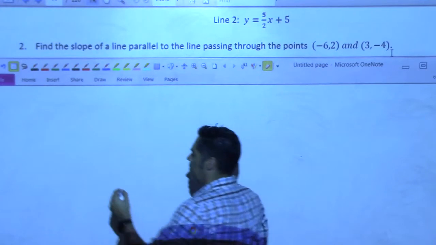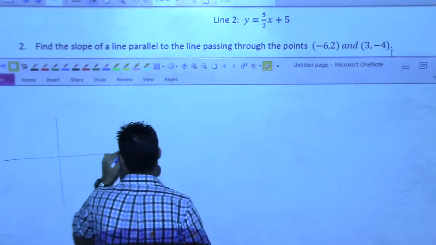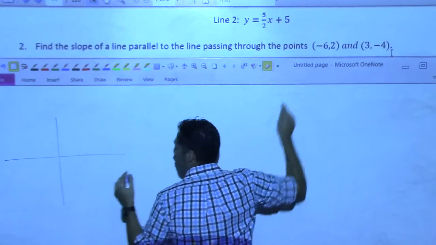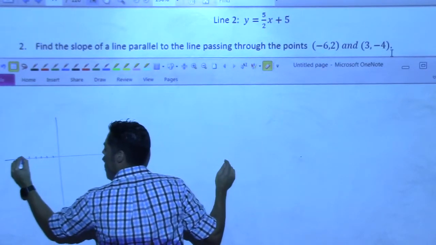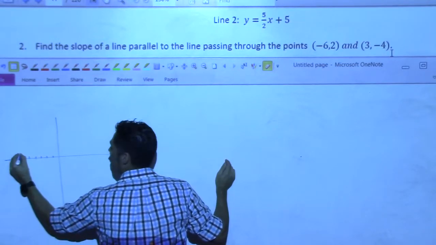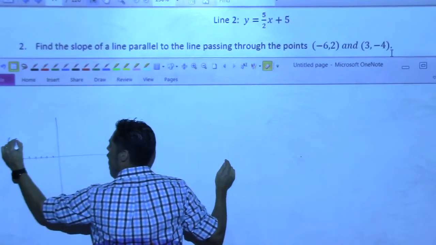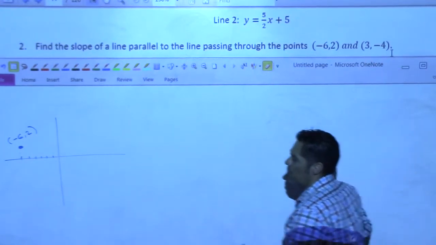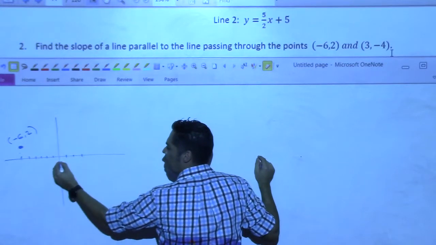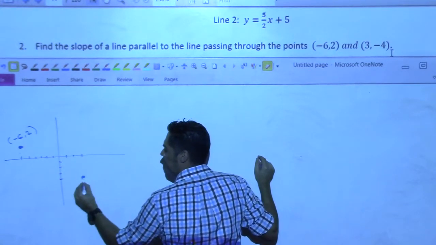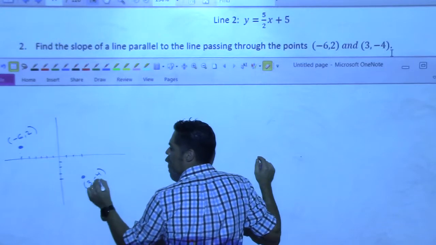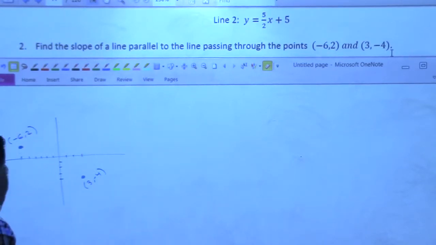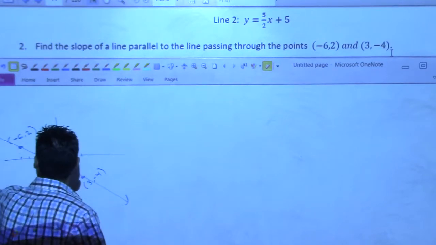So visually, this is what we have. You don't need to draw this on the test. I'm just making sure you understand what's going on here. If I plot these 2 points, 1, 2, 3, 4, 5, 6, 6 to the left, up 2, that's the point negative 6, 2. We all agree? Then we have another point, 3, negative 4, which means to the right 3, down 4. We have this point. There is a line going through these. Try to make a decent line here. Okay?